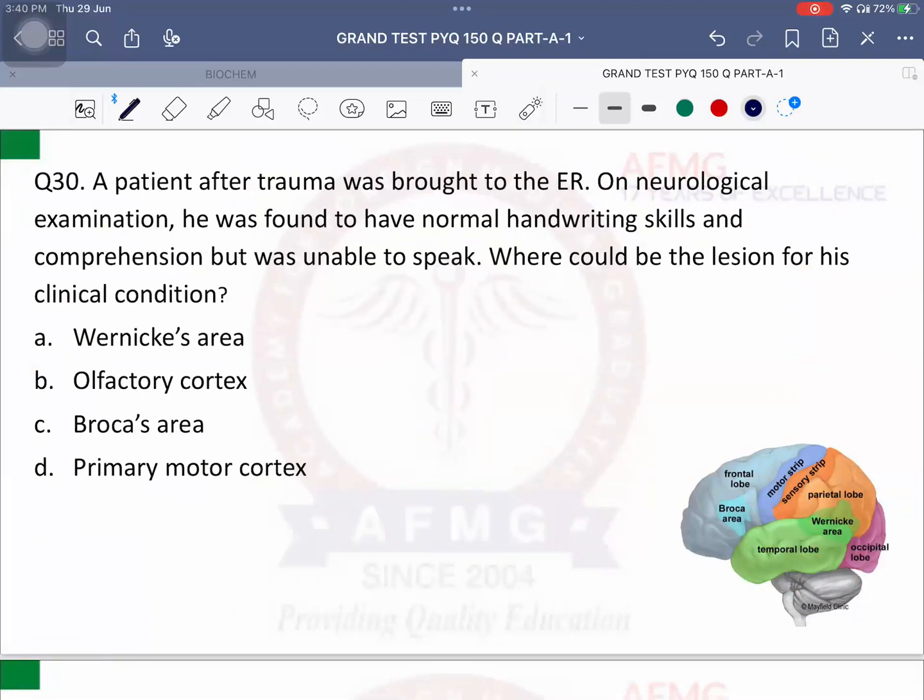It says a patient after trauma was brought to the emergency room. On neurological examination, he was found to have normal handwriting skills and comprehension. What is comprehension? Understanding. मैं जो बोल रहा हूँ वो तुम्हें समझ में आ रहा है शायद. तो वो क्यों है? Because your comprehension or understanding is intact. But the patient was unable to speak. He was not able to speak anything. Where could be the lesion for this clinical condition?